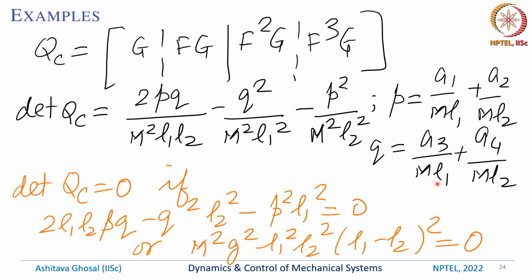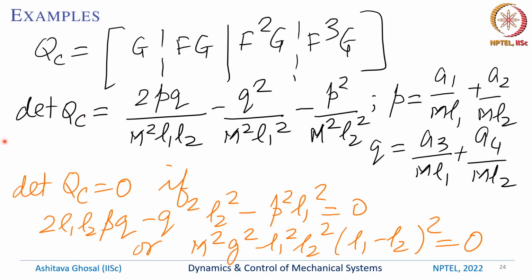Q is A3 by capital M into L1, and A plus A4 divided by capital M into L2. So it turns out that the determinant of QC can be 0 if some expression involving L1, L2, P, Q is 0. So 2 L1 L2 PQ minus Q square L2 square minus P square L1 square is 0. This can be simplified as capital M square, g square, L1 square, L2 square into (L1 minus L2) whole square equal to 0. Okay, this is what I wanted to do right from the beginning.